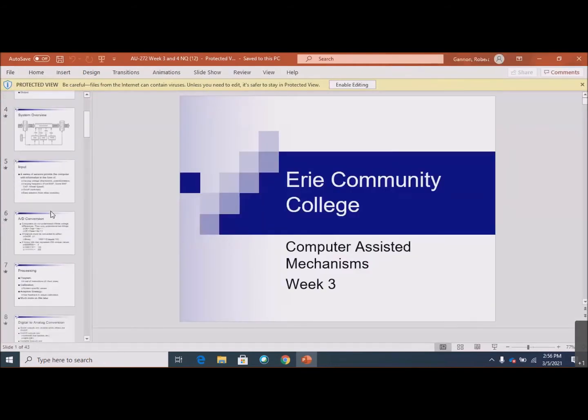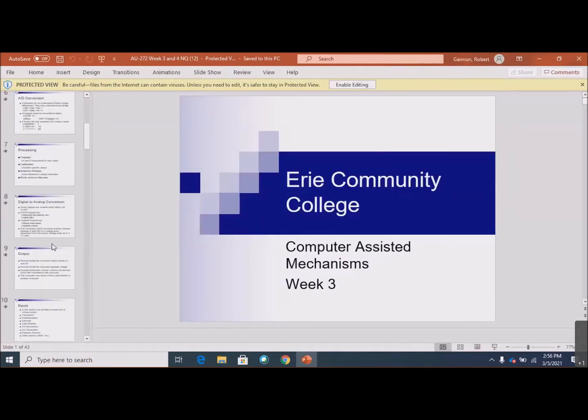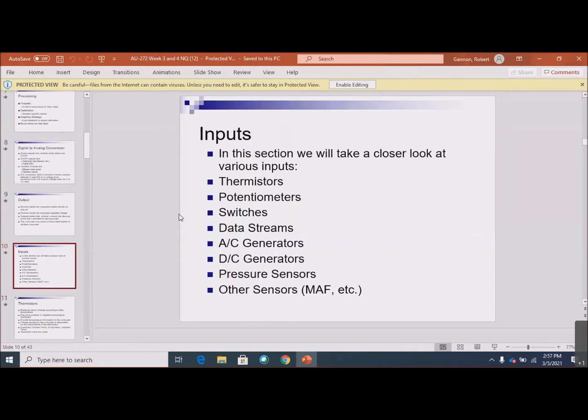And what we were doing was going one by one through a list of inputs. So we've already talked about thermistors, potentiometers, switches, data streams, AC generators, DC generators. And what's not really listed there is Hall effect. Those really aren't generators, but I covered them when I covered AC generators because they're used for the same sort of purposes, right? Measuring rotation a lot of times, rotational speed.